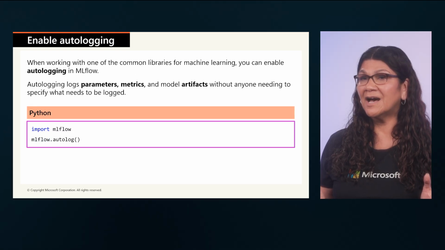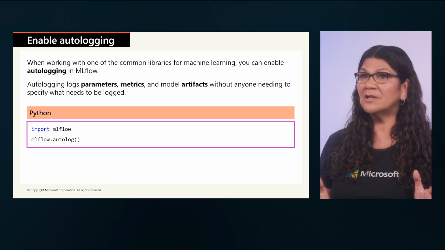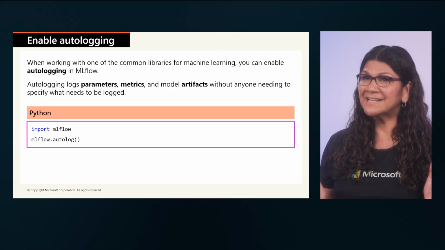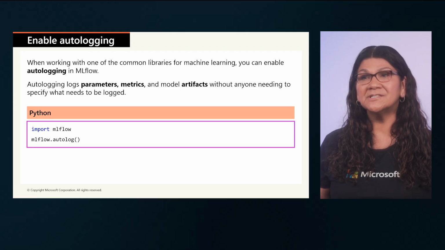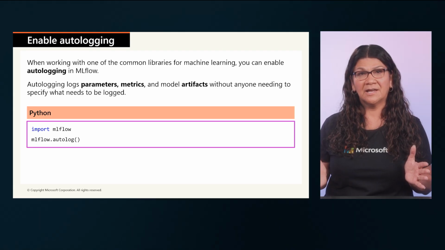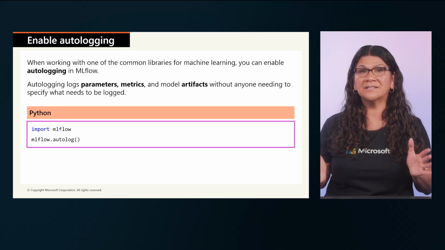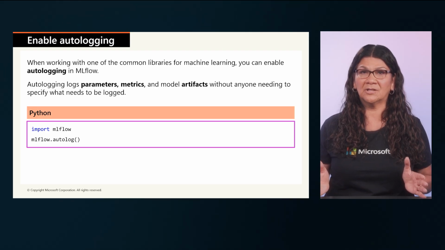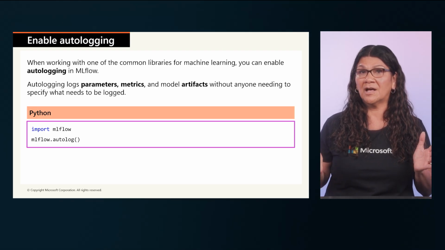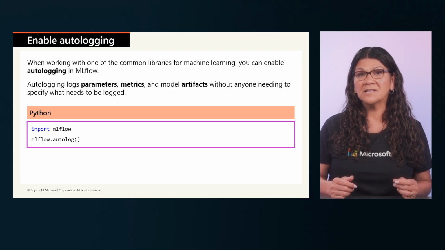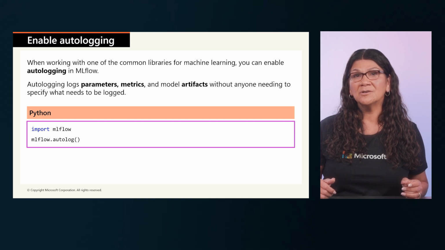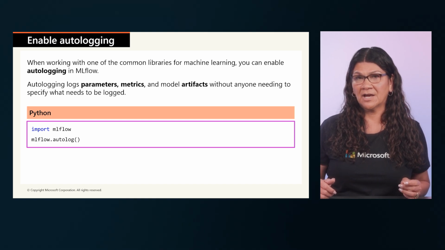When you're using a common ML library, MLflow autologging is the fastest way to get reliable experiment traceability with almost no effort. Add 2 lines, import mlflow, and call mlflow.autolog, and MLflow will automatically capture parameters, metrics, and model artifacts without you having to decide or remember what to log each time.